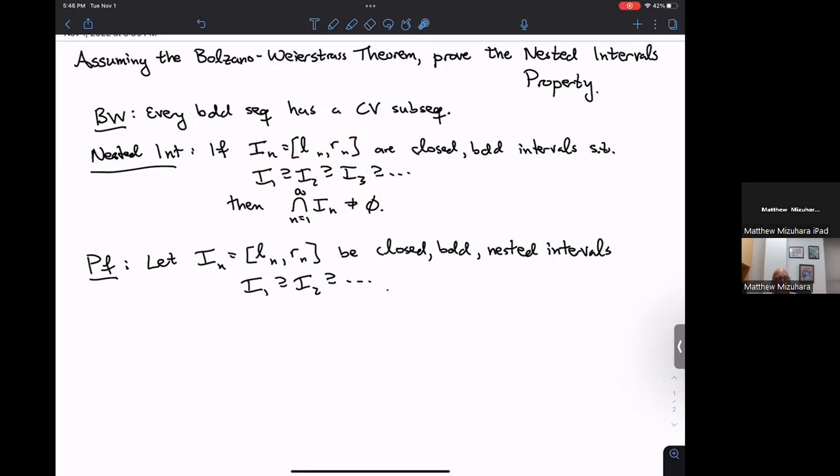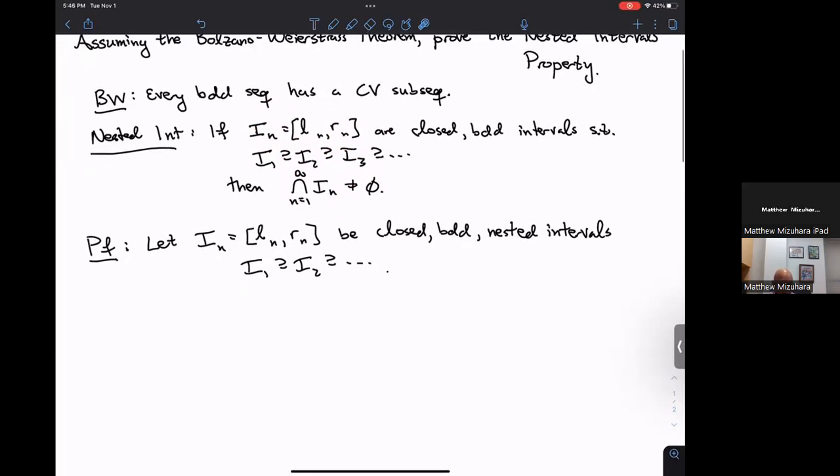And that's really because in the proof I'm about to give, I need to talk about sequences An and Bn. So I don't want to confuse notation. So I'll use L and R for the intervals. Okay, so let's do the proof.